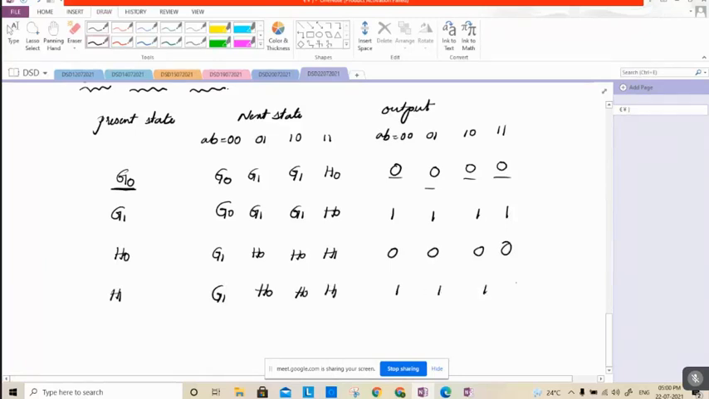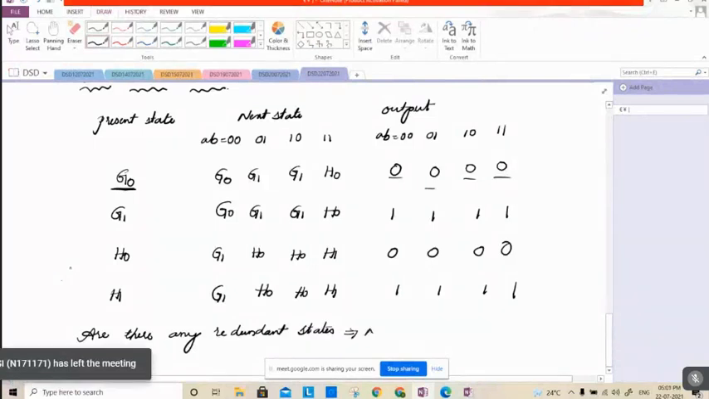1, 1, 1, 1. Right, now tell me, are there any redundant states in this? Are there any redundant states? No, sir. Why no? Why yes? Next state not equal to output. Right. No redundant states here.